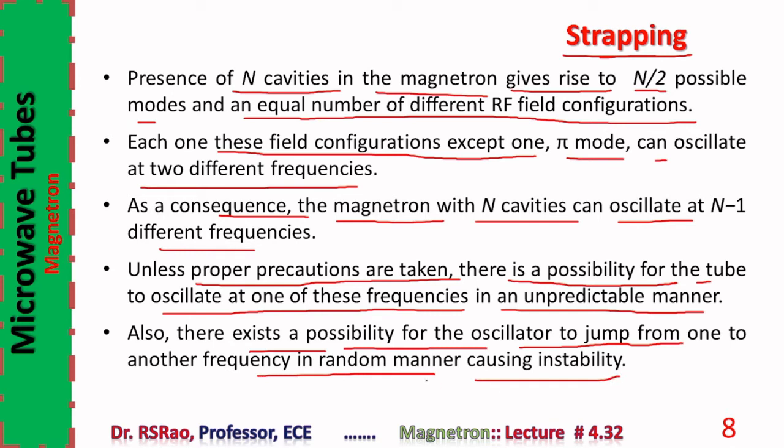The basic point here is the device can function in one of several different modes. These modes are associated with two frequencies, except of course the pi mode. Unless proper precautionary steps are taken, the device may function in a mode in which it is not expected to be, and as it is in a mode different from the one it is supposed to be in, its frequency is also going to be different.